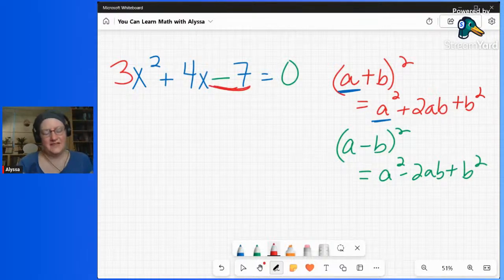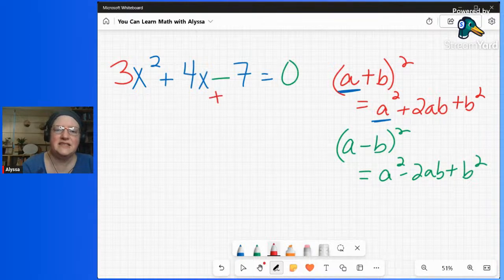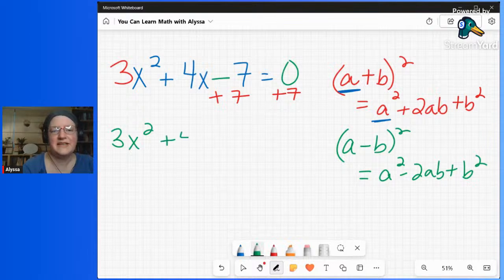The first step stays the same. We're going to take that -7 and move it over to the other side. So I'm going to add 7 to both sides. And I get 3x squared plus 4x, and I leave a little gap. On the other side, 0 plus 7 is 7.